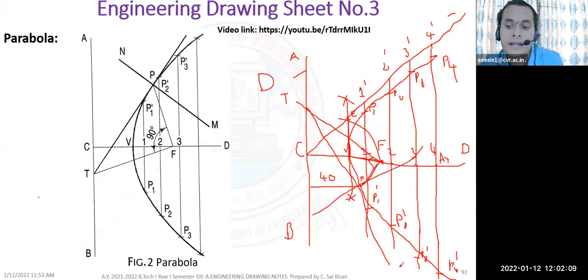So you have to write T and T. Generally, we write T and T for the tangent. We write N and N for the normal, or N or M. You can write N for the normal line, T and T for the tangent line to the curve.